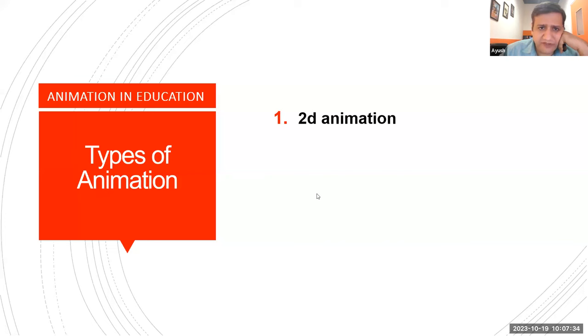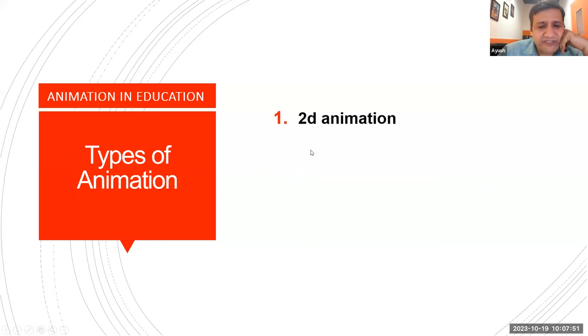Now let us see what the different types of animations are before we start understanding how to make animations. Let us see what the different types of animations are, and whether the process of making all of them is the same or different.